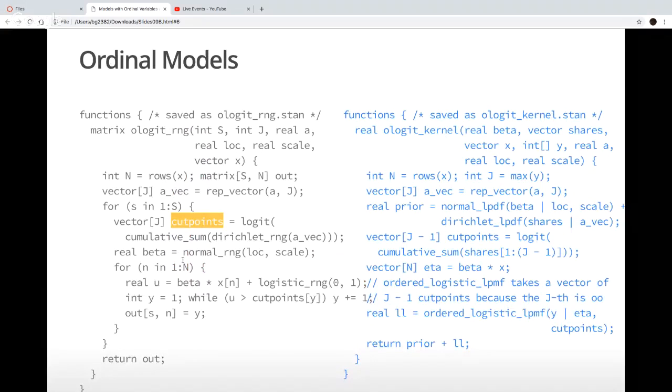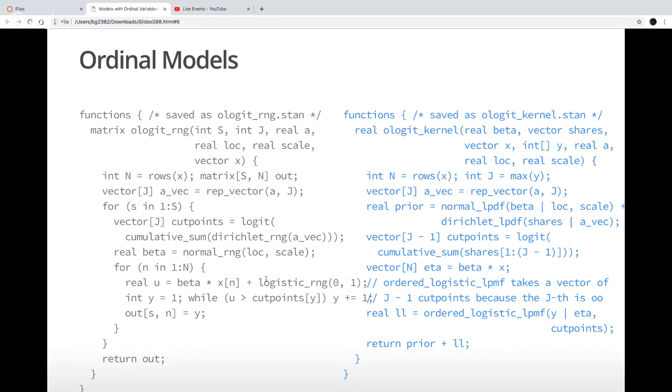For the sth simulation, we take a realization from the normal distribution to be our coefficient, and then for each observation, we construct utility by multiplying our coefficient by the predictor and adding a random error from a standard logistic distribution.